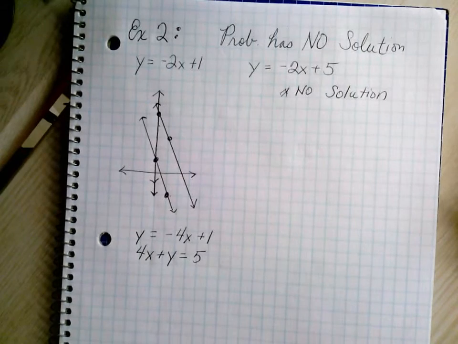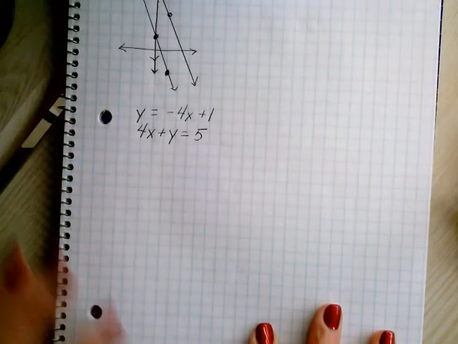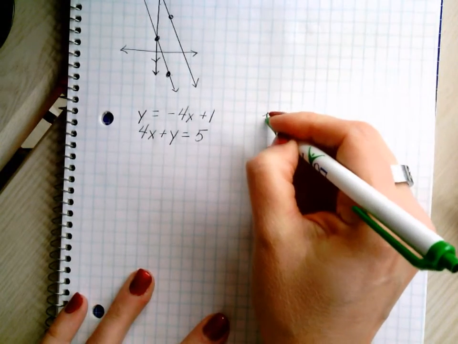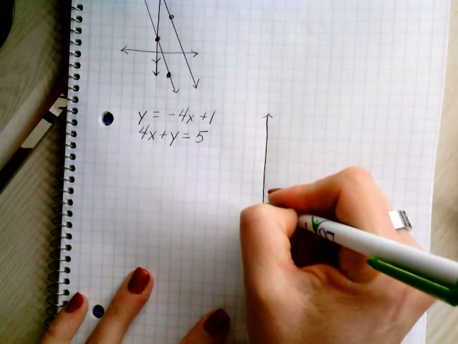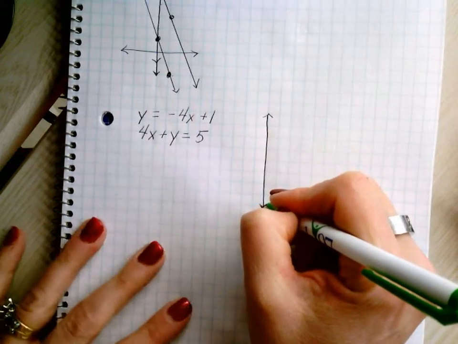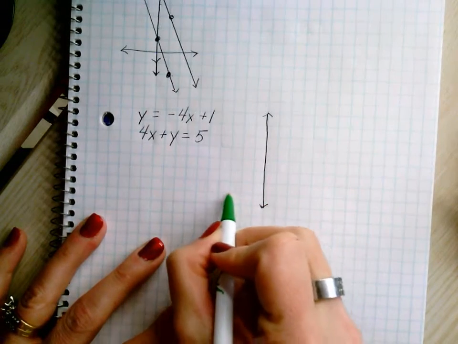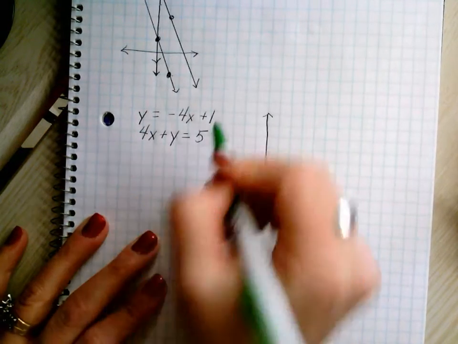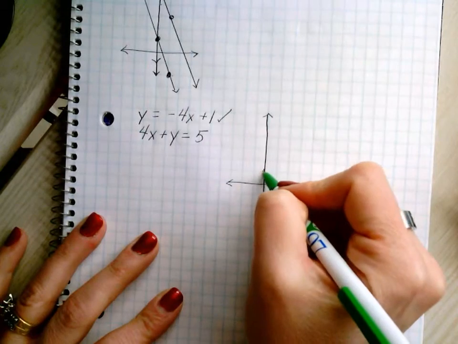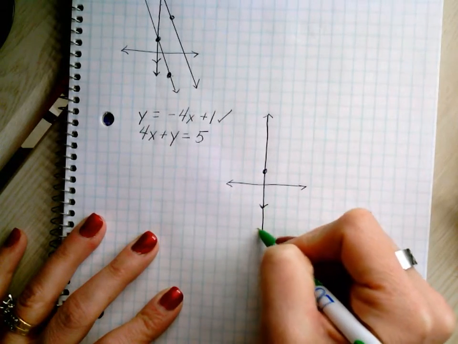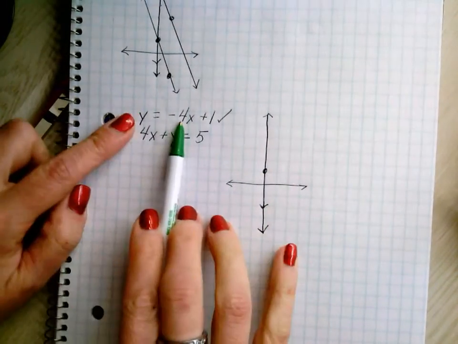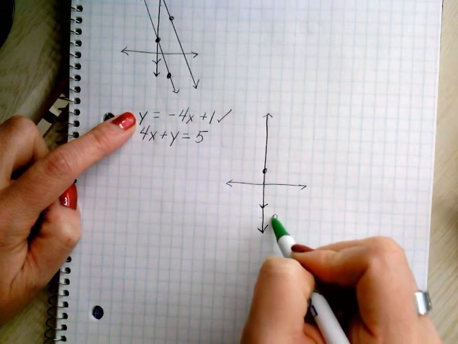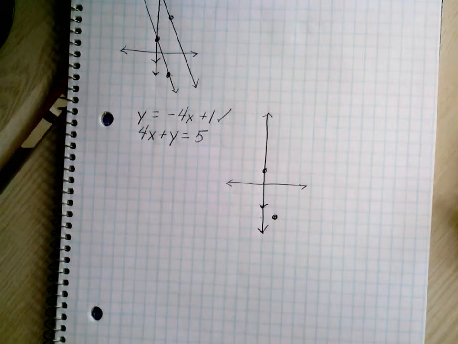Okay, there's the system. The first one is written in slope-intercept form, so I can hurry up and graph it. This is a big graph. Y-intercept, this first one of 1. And the slope is -4. 1, 2, 3, 4, 1. Okay.